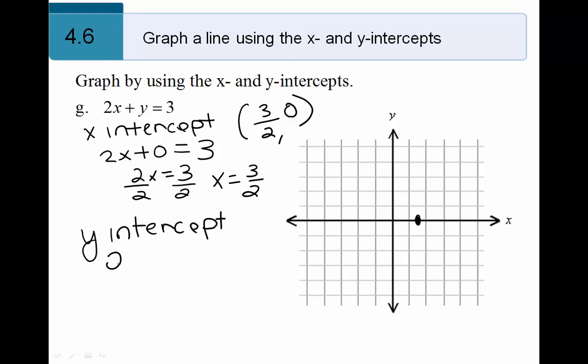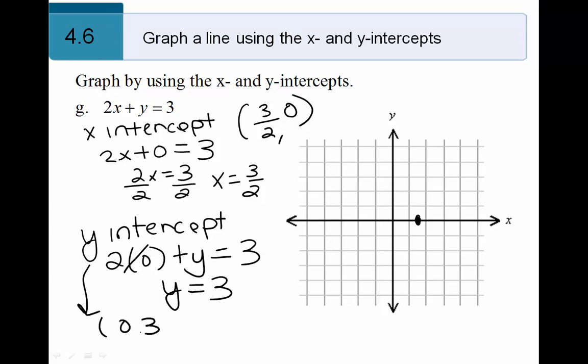X is 0, so I'm going to have 2 times 0 plus y equals 3. But 2 times 0 is 0, so y just equals 3. So my y-intercept is (0, 3). Left or right 0, up 3. So the graph will look something like that. Okay, so that's how you graph a line by finding its x and y intercept.